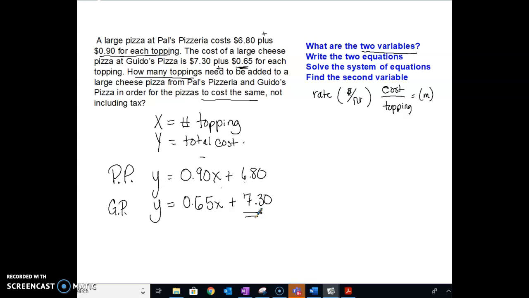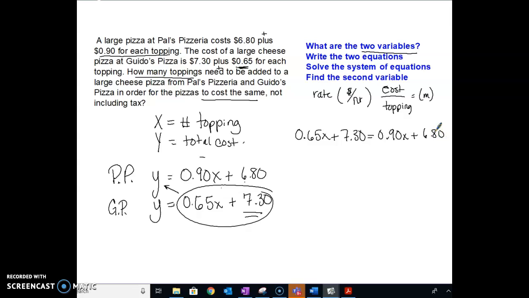Okay, so now you have to set up your system of equations. And I think it's going to be pretty easy to set them equal because you have what y equals. You can graph these lines, but that's going to be tricky to see. So I'm going to plug in this for y. I'm going to substitute. So the equation that I'm going to solve is going to be 0.65x plus 7.30 equals 0.90 times the number of toppings plus $6.80.